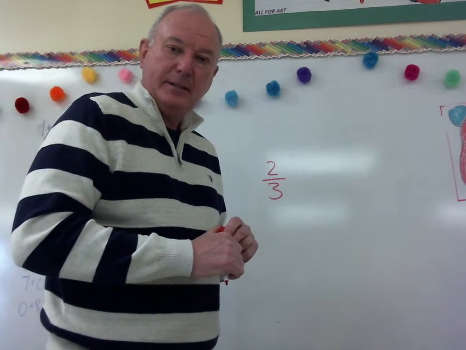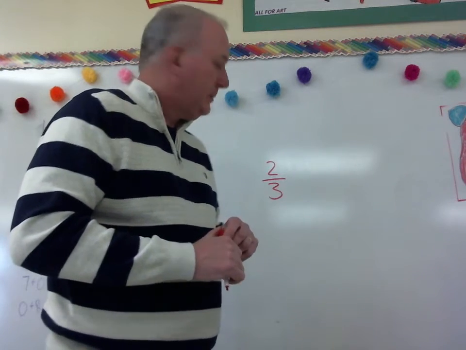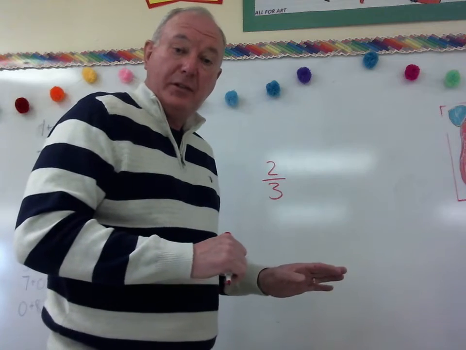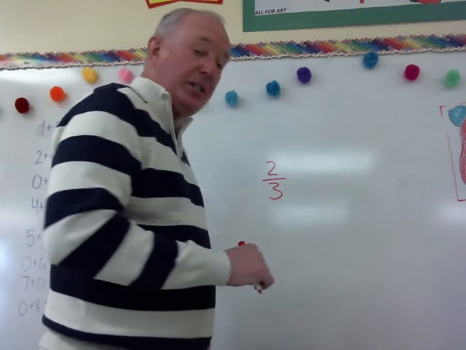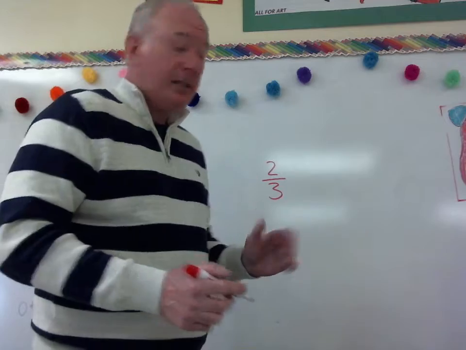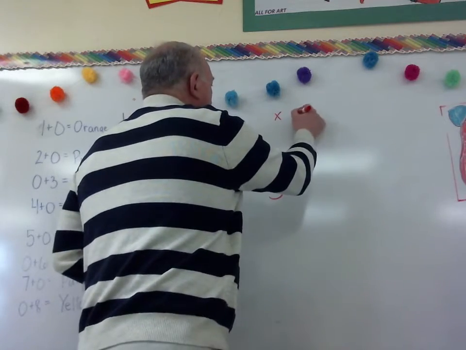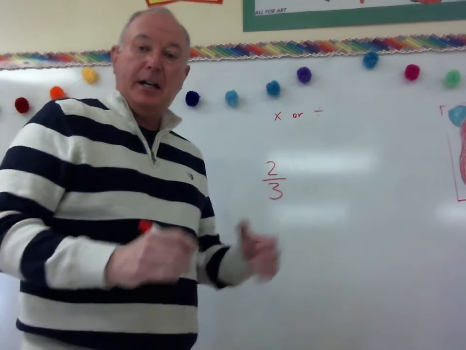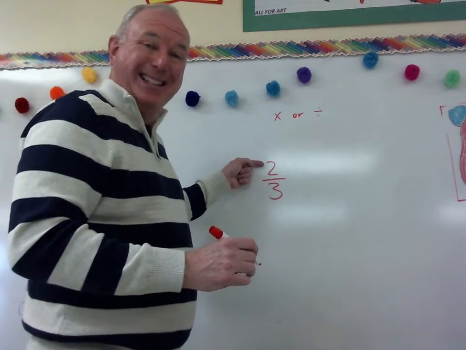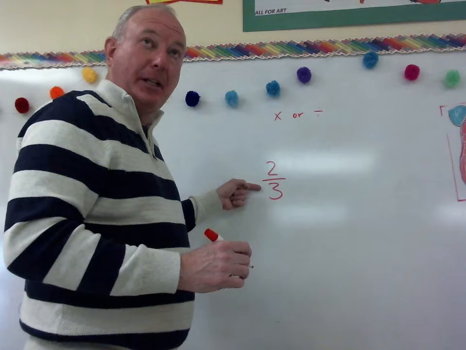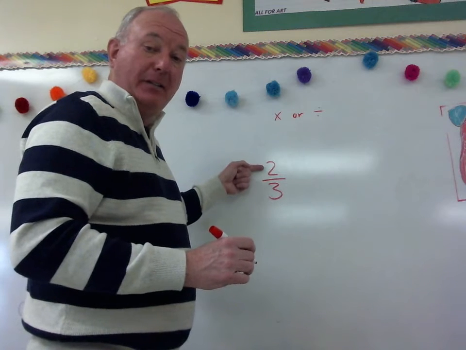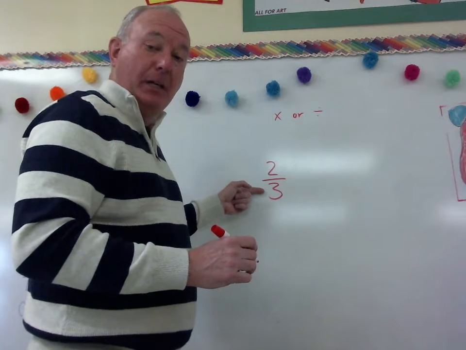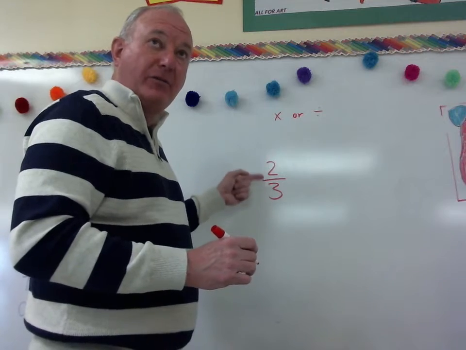Good morning. Today we're going to talk about making equivalent fractions. You can make equivalent fractions by either multiplying or dividing. Keep that in mind. And you have to multiply or divide the numerator by the same number you multiply or divide the denominator by. So the numerator times whatever you multiply the denominator by, or vice versa.